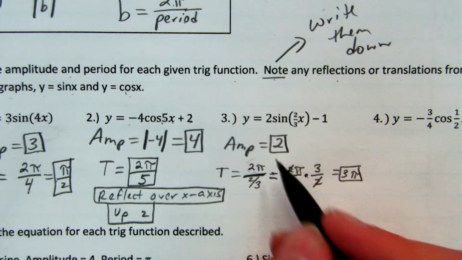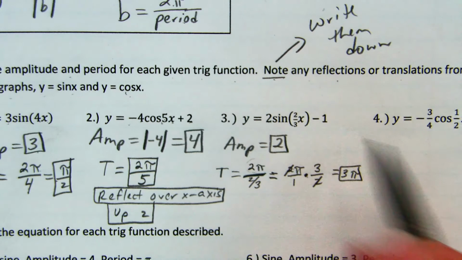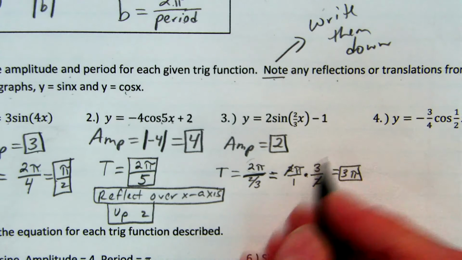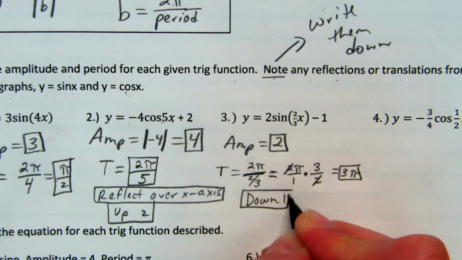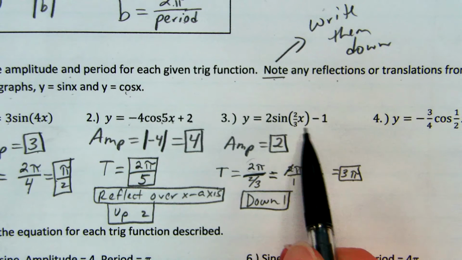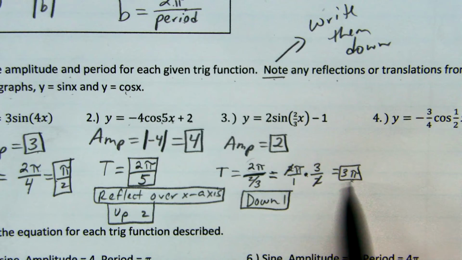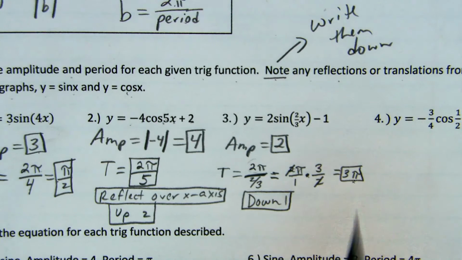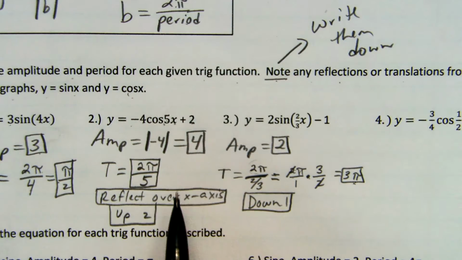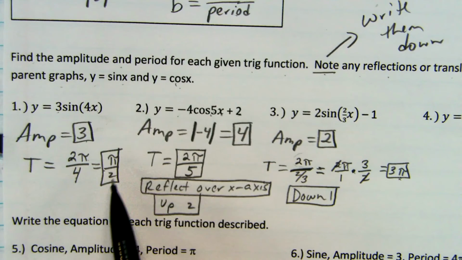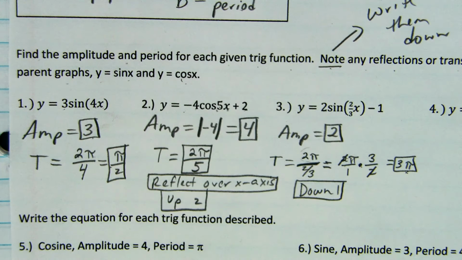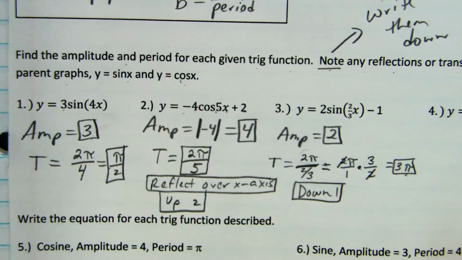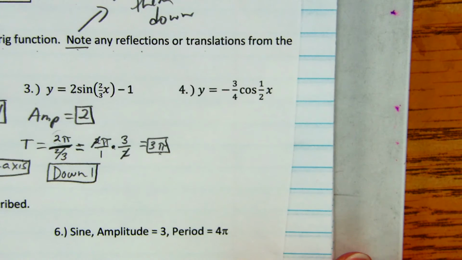So is there anything else that I should write down that is a transformation? Down 1. Down 1 for the -1. Good. You guys got that part down at least. So what this does on this one, if they put the 2/3 in there, that's changing the period to be 3 pi instead of 2 pi. It stretches it out a little bit. Back over here, when they had pi over 2 and 2 pi over 5, when they put whole numbers in there, that squishes it together. Okay, so it's just changing the period for those waves.